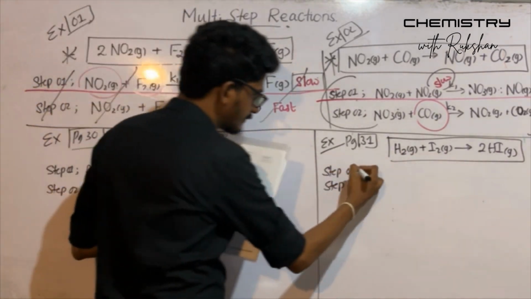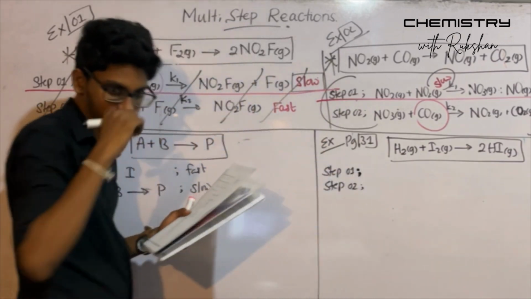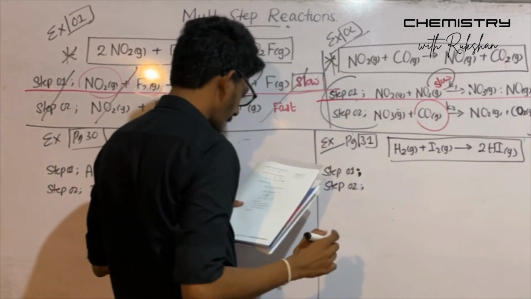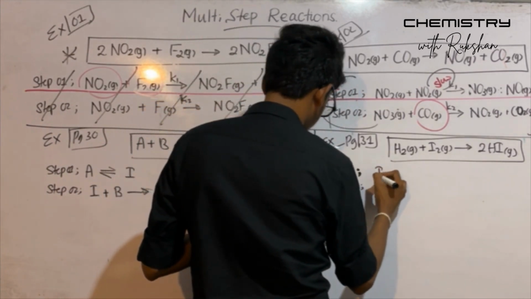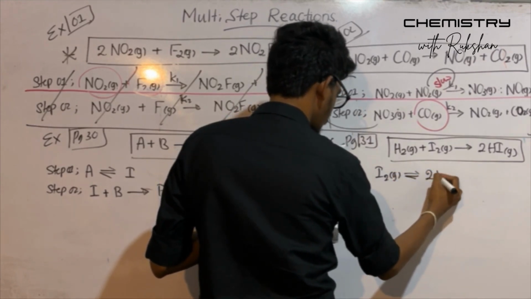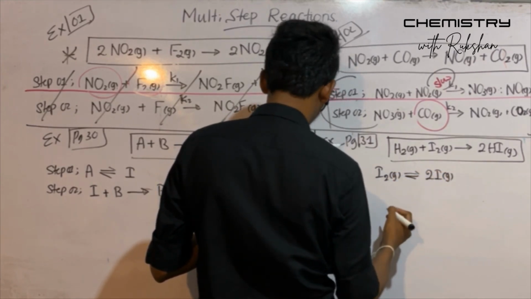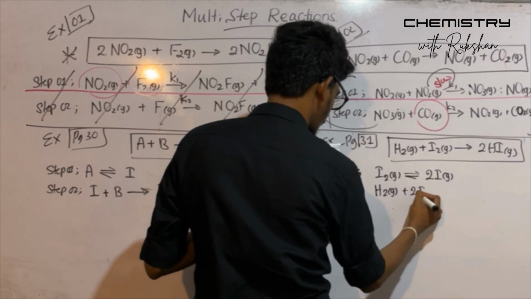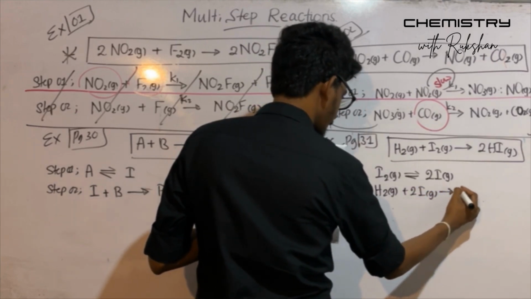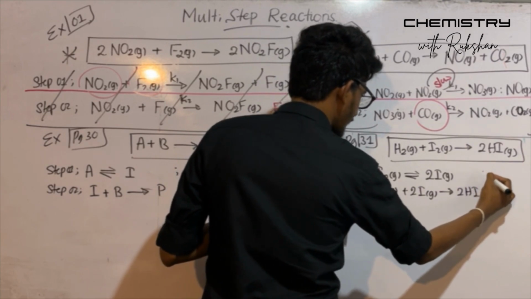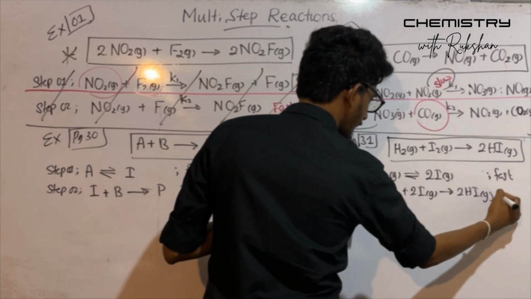Two steps are given, right? Like I2 gas, 2O5 gas, and H2 gas, 2I gas. They are saying this is fast, this is slow.